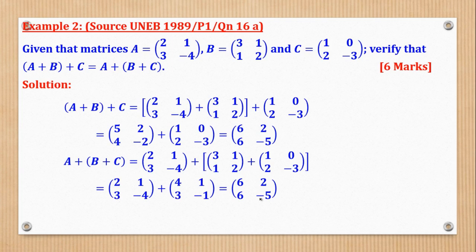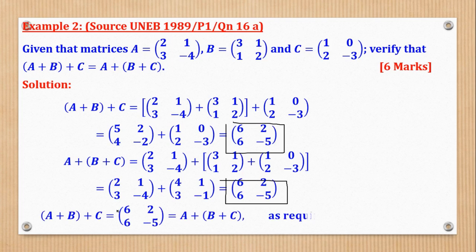So I think we realize that they are equal. So this is the same matrix as this, meaning that those two are equal. So we shall conclude that this is equal to this, which is equal to that, as required. So basically we have verified what they wanted, and now let's see how marks can be awarded.